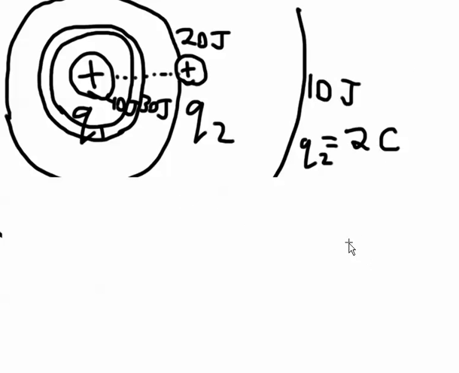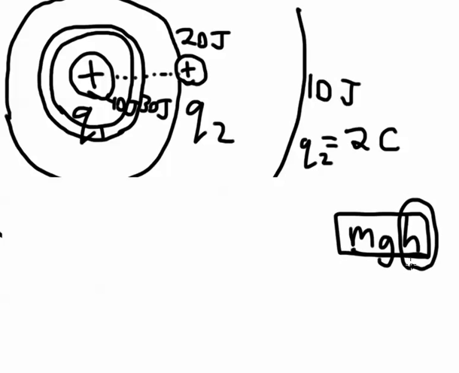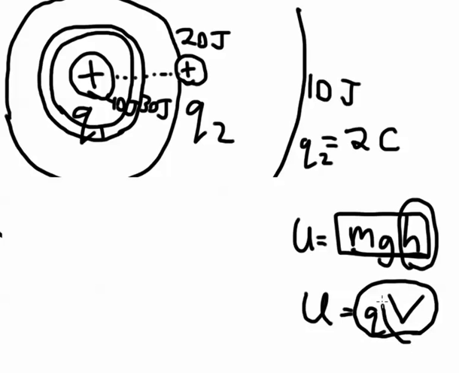So before we had mgh was the energy. This was the energy, and this was the height. Now what we'll have is, and that was the energy. U is for energy. So now we have U equals QV. This is the energy, and this is the potential.